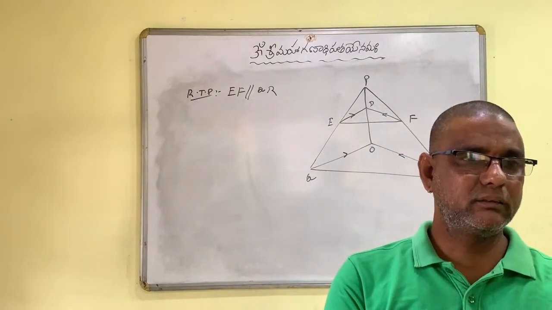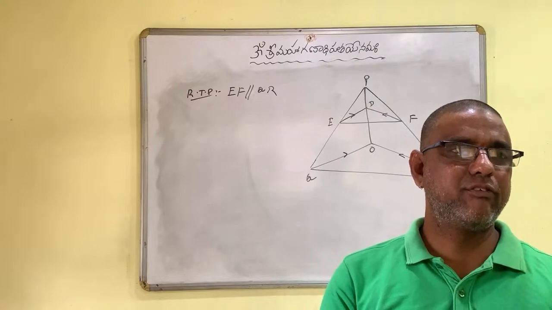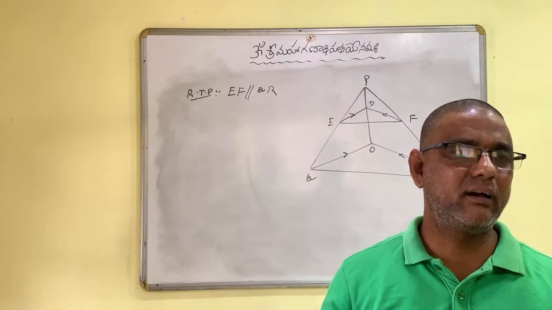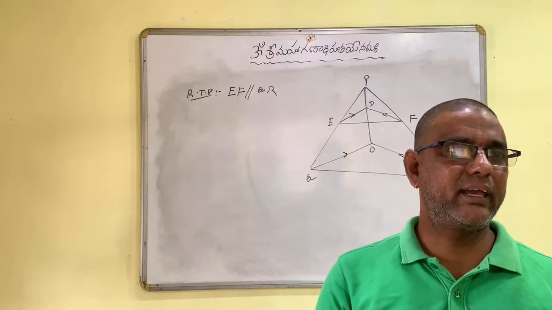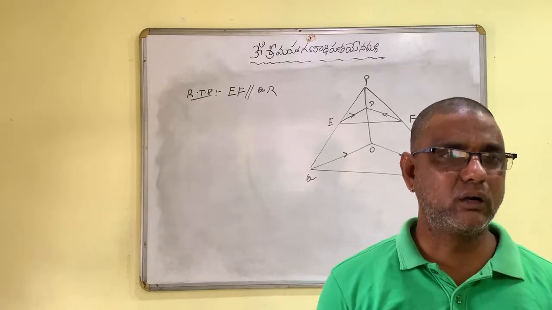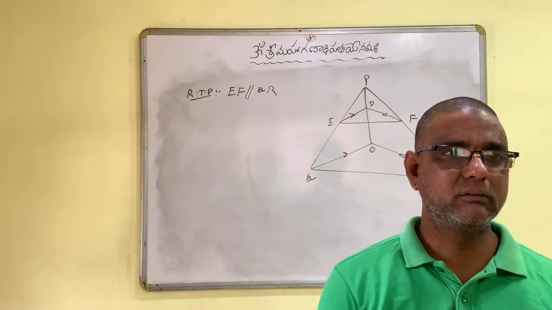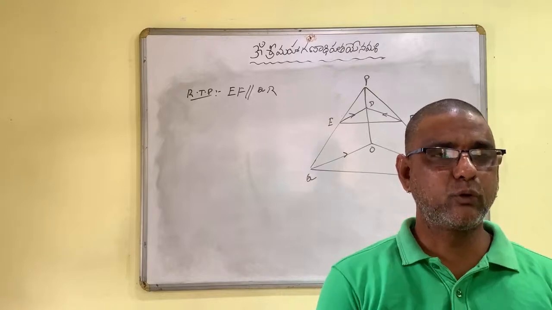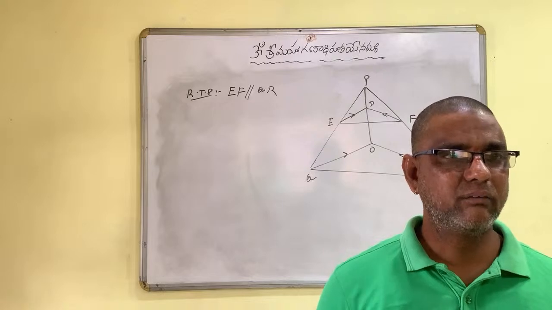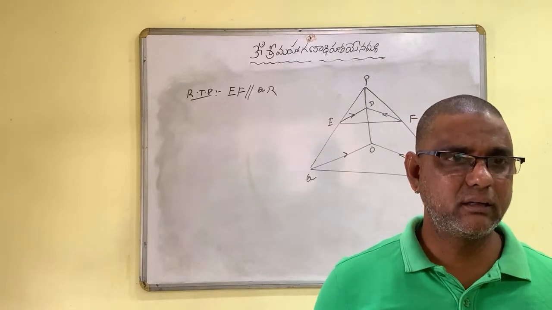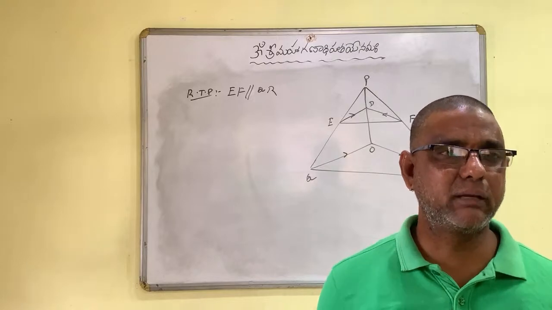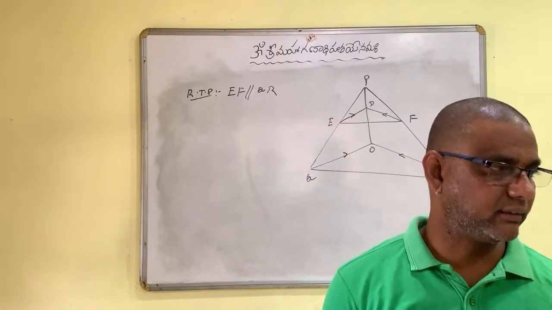If we prove PE by EQ is equal to PF by FR, can we take EF parallel to QR? Sides proportional, good. Ritvik, good. If we prove the sides are proportional, we can say that EF parallel to QR. Very good, by the converse of the basic proportionality theorem.